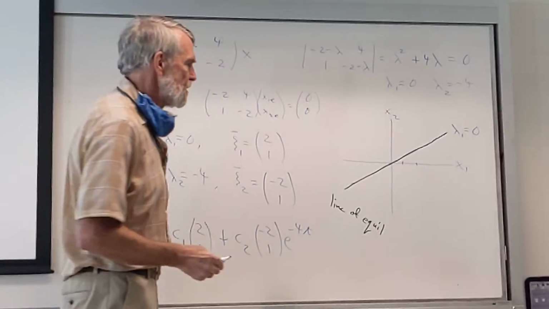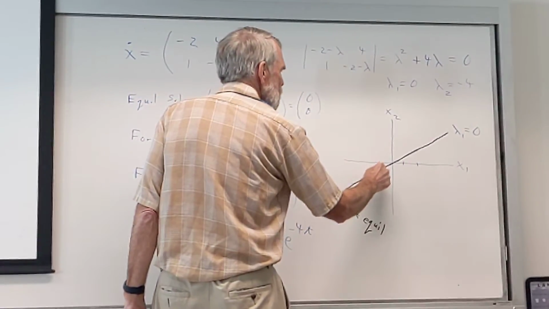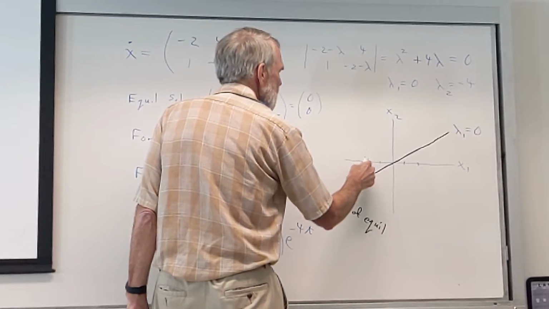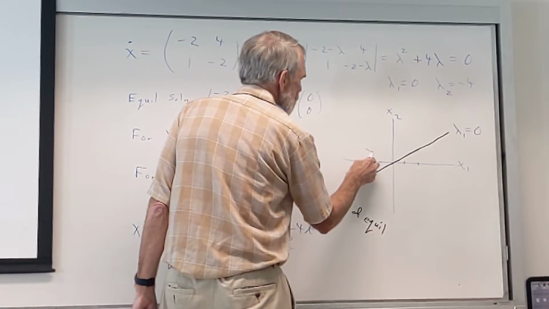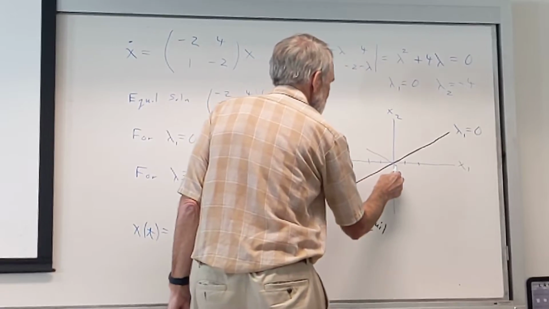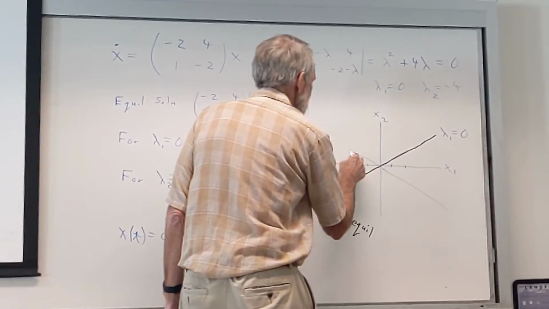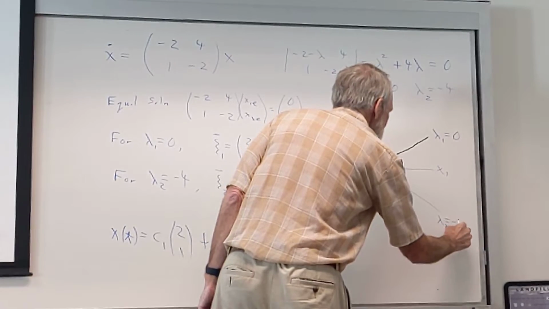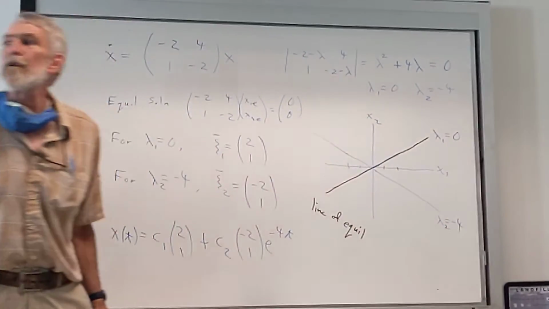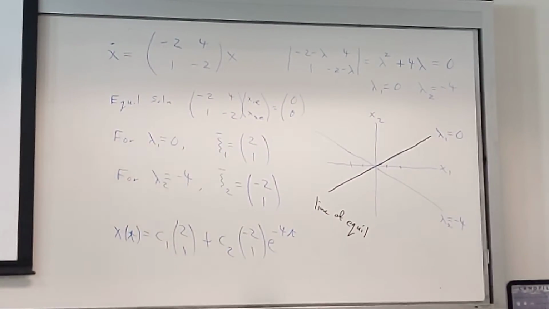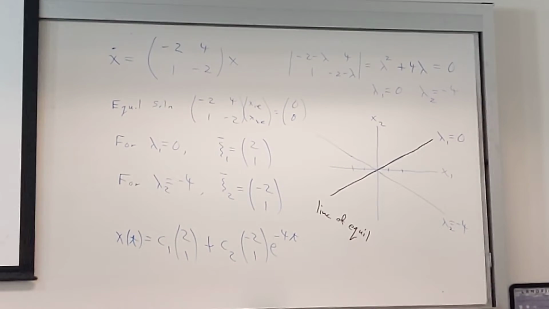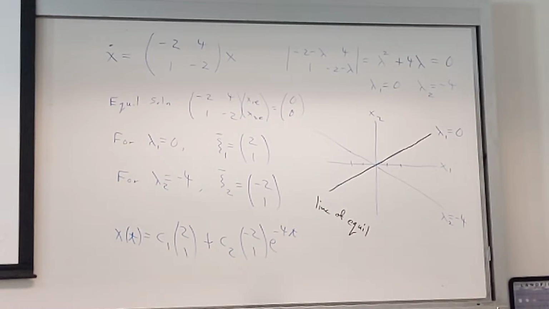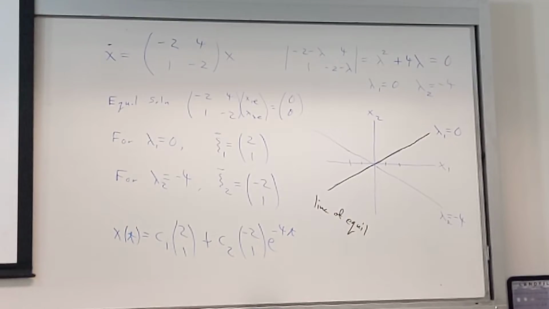All right, let's draw this other eigenvector. Where does it go? Minus 2 here, 1 up here. So let's go ahead and draw it in this direction. Okay, and that's my lambda 2 equaling minus 4. What's the behavior along that? Definitely moving towards. Everything is heading towards the equilibrium.